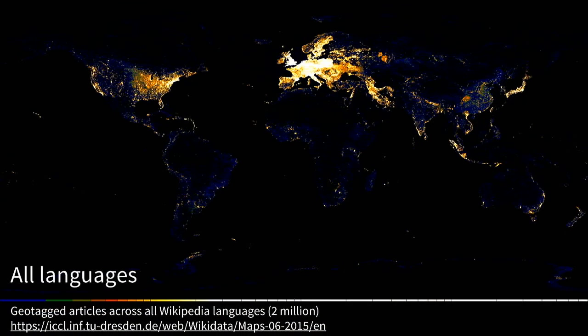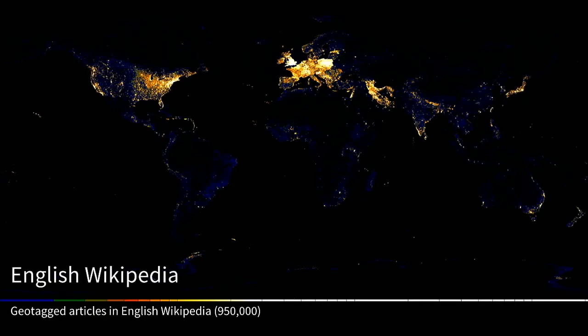So this is a map of all the geotagged articles that exist across all Wikipedia languages. And you see there's a high density, for obvious reasons, in the Western world. That's areas of the planet for which we have good coverage, reliable sources, et cetera. But this is what happens if you filter this map as a function of the languages in which we have content. So this is the map for English Wikipedia. Again, as you may expect, a high density of content in the US and in parts of Europe.